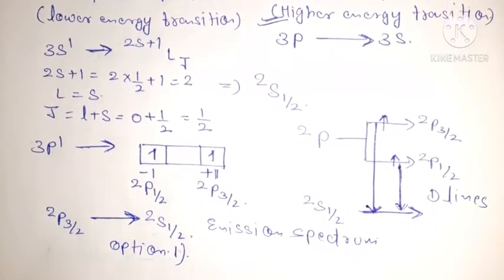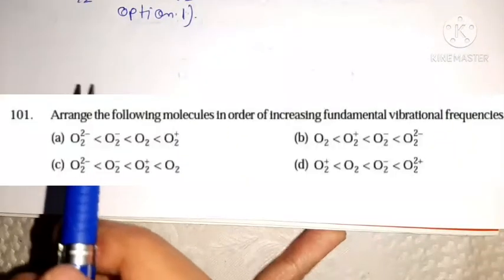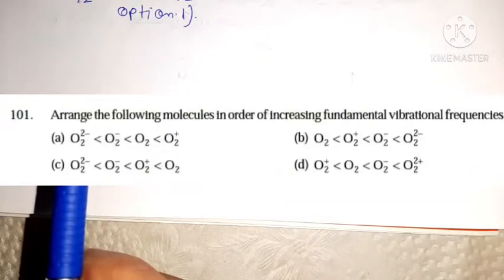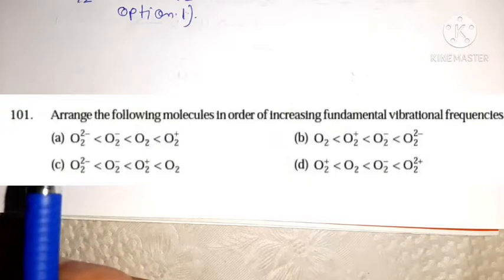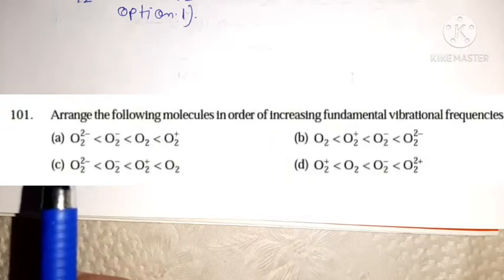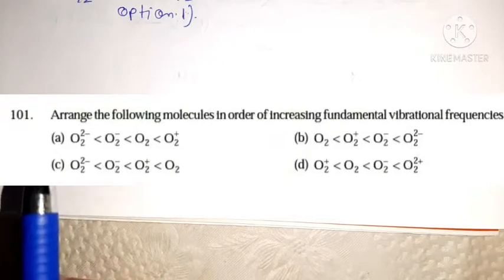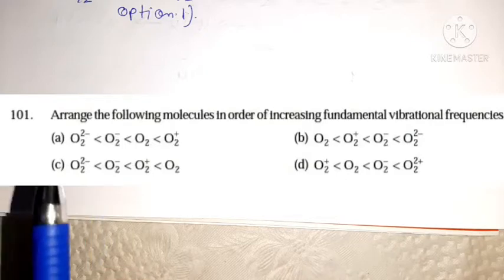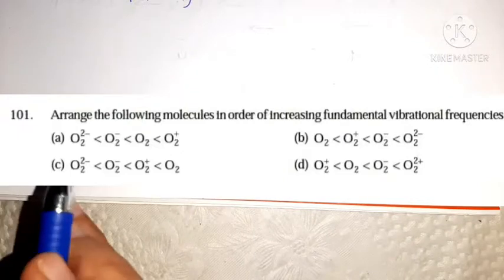Now we move towards our next question and see, it says arrange the following molecules in order of increasing fundamental vibrational frequencies, and we have four options. So friends, in this question we have four molecular species of oxygen, that is O2+, O2, O2- and O2 2-. And we must find the increasing order of their vibrational frequency. This question is coming for 4 marks. So let's do the solution of this question.